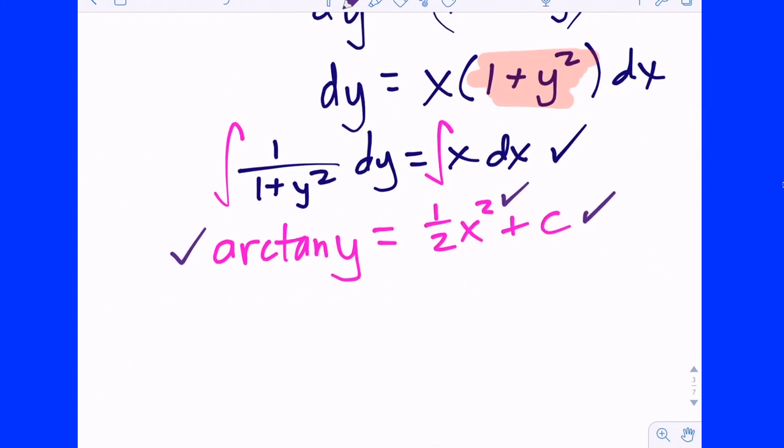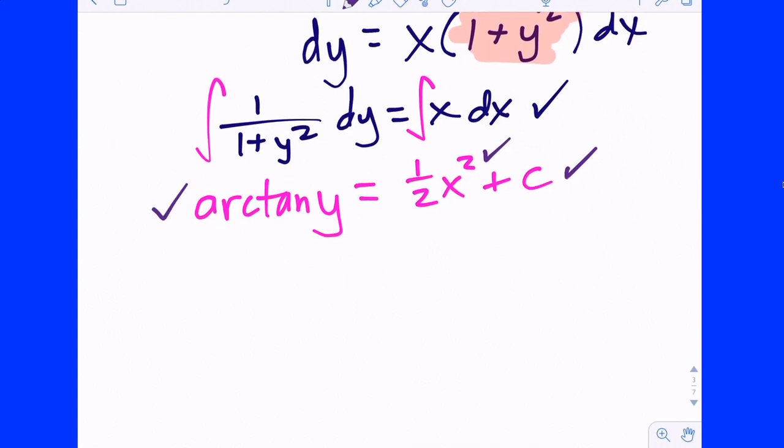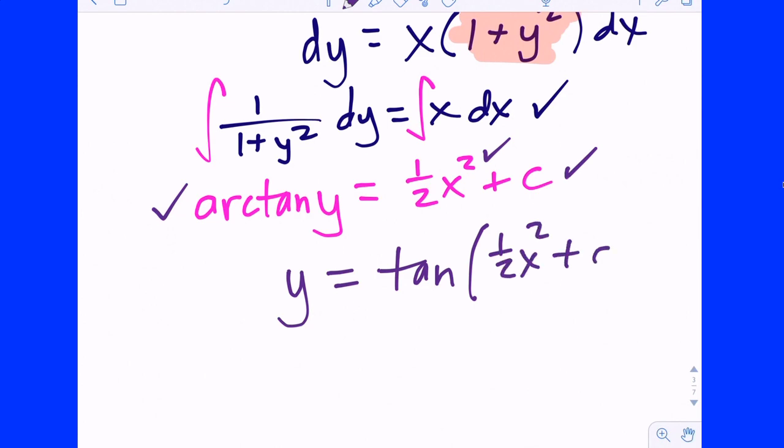Now I just need to solve for y. How do we inverse arctangent something? Tangent it, right? So tangent of arctangent of y becomes y. You don't have to show that. And then you get tangent of 1/2 x squared plus c. Notice c now moved inside the angle. And again, you're not multiplying both sides by tangent, so you can't just put parentheses and put tan at the back.